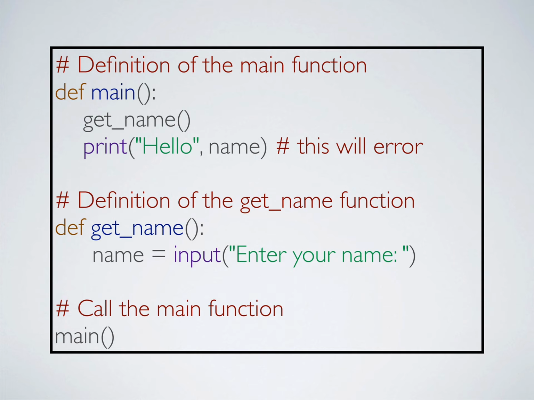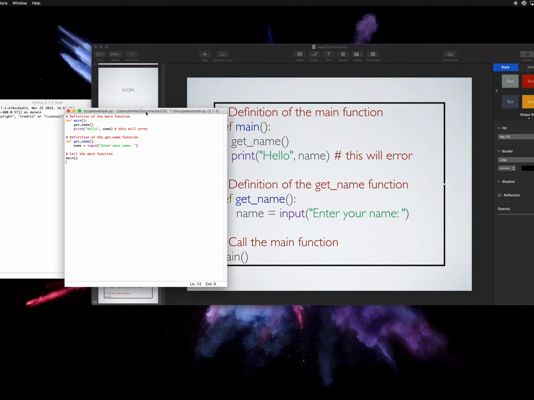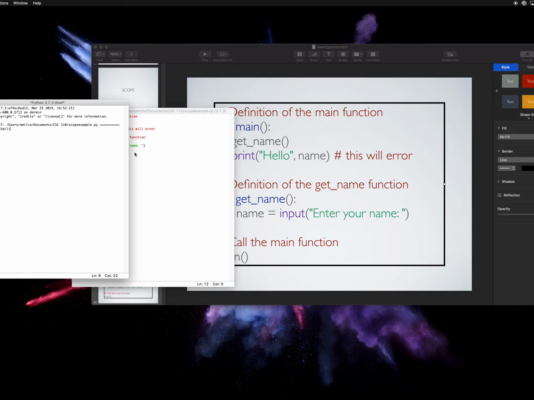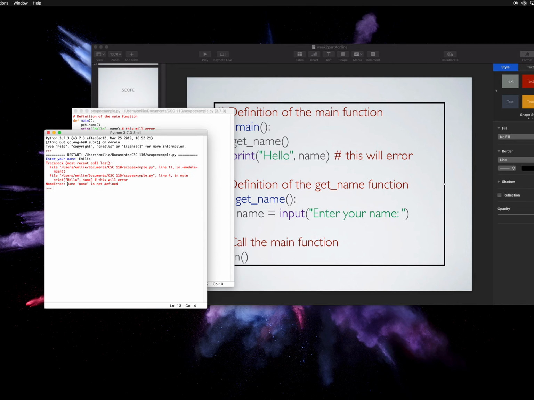So then when we're back in main and we say, hey, print hello name, that is actually going to error because this variable name does not actually exist in our main function, because name was defined in our getName function. So let's go ahead, run this code. Alright, it's asking for my name. I'm entering my name, and then we get an error message. Specifically, name is not defined.